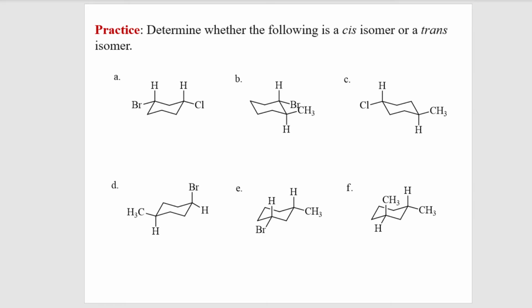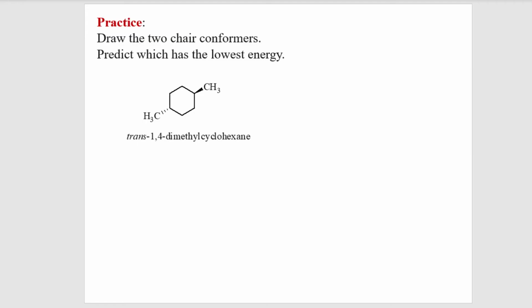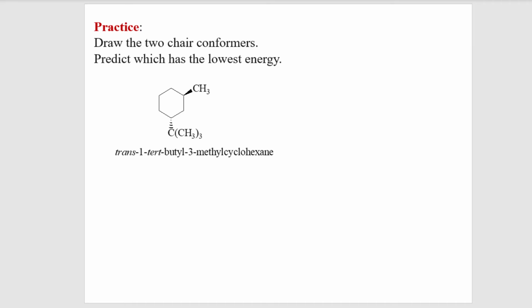I leave you at the end of this chapter with an onslaught of practice, practice, practice. Okay, this gets you to distinguish between cis and trans by looking at chairs and maybe converting them to their 2D structure using wedges and hashes, and then deciding if it's a cis relationship or a trans relationship. Practice drawing both conformers for the molecule shown, and then tell me which one is lower in energy. Do the same for this one. Do the same for this one. And again for this one.